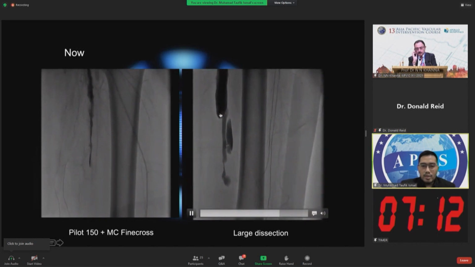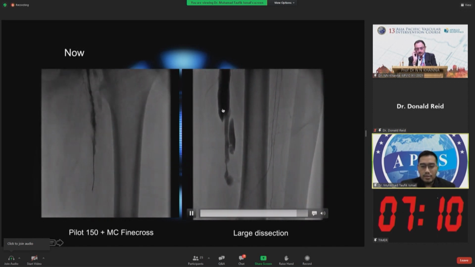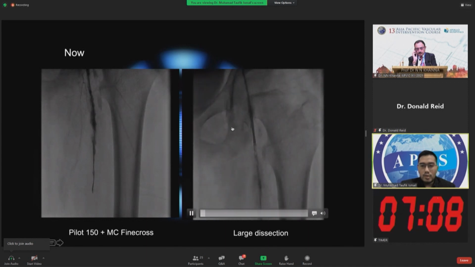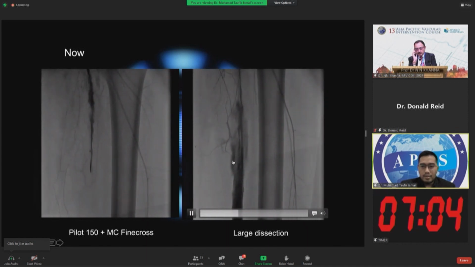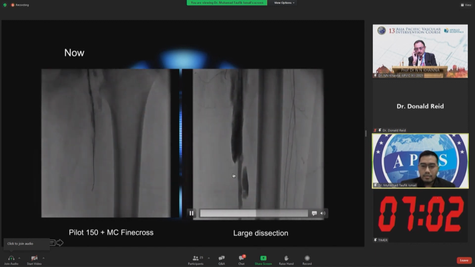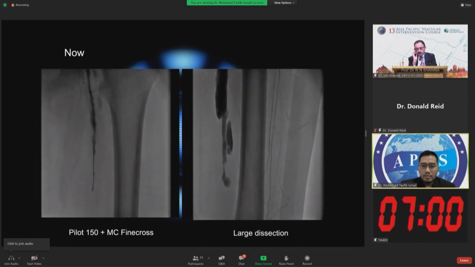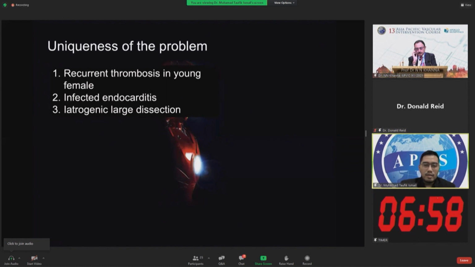At the time, the operator still tried to find the true lumen, but you can see that the dissection became larger. Then he decided to stop the procedure. The issue from this problem is that the patient has recurrent thrombosis as a young female. The patient also has infective endocarditis and also iatrogenic dissection.